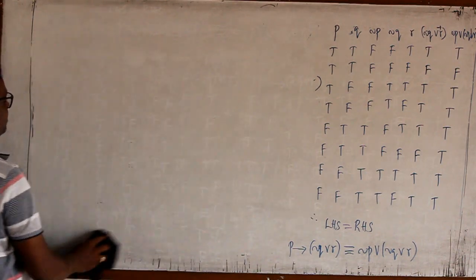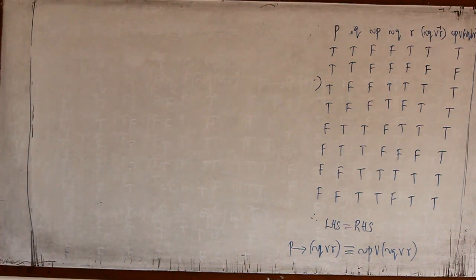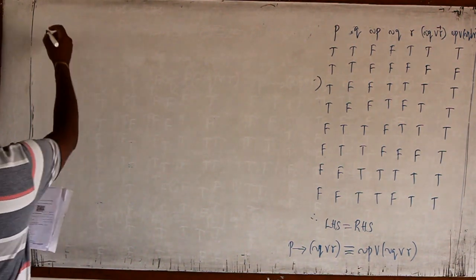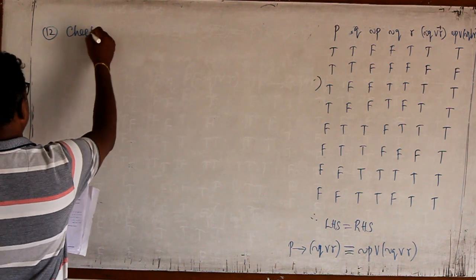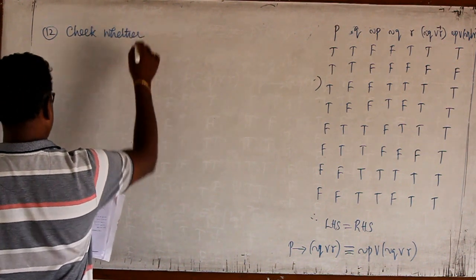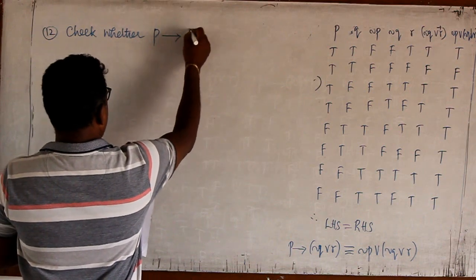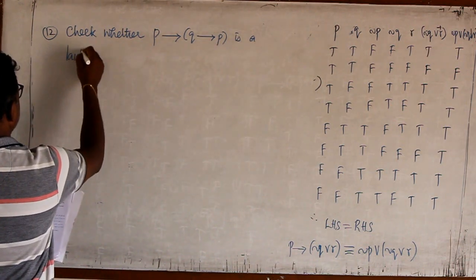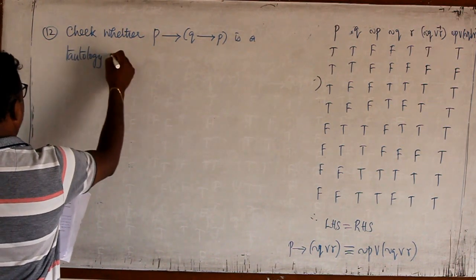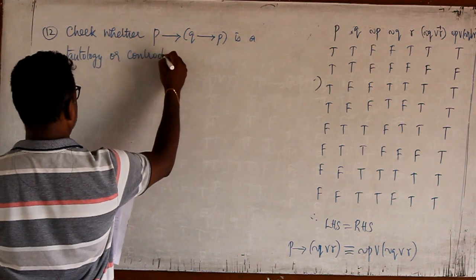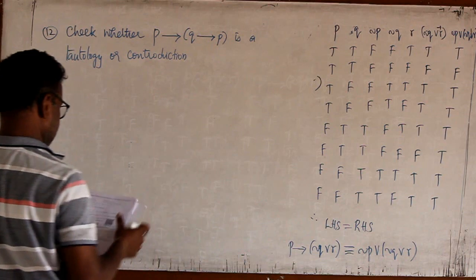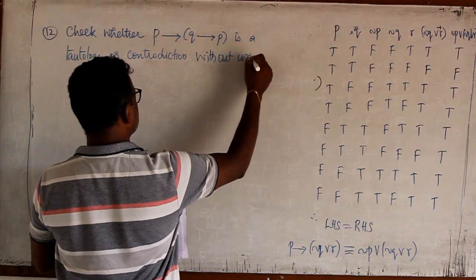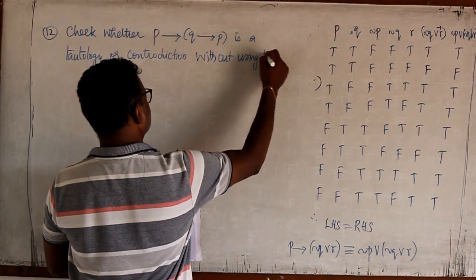Now the 12th problem and 14th problem are without the table, so we should do these two problems separately. 12th problem: check whether P then Q then P is a tautology or contradiction, without using the truth table.